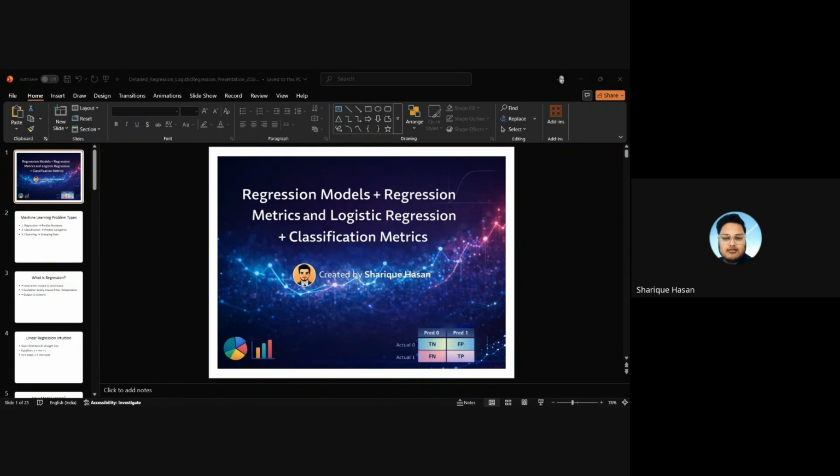Okay, Sharique. Very good. Now we're going to learn about the regression model. There are four parts in the regression model: one is the regression model plus regression metrics, and logistic regression plus classification metrics. This all comes under regression models. What is regression? What is the regression model? How do we do it? We're going to learn everything.